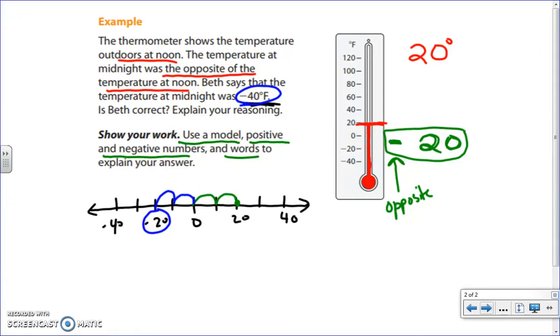So make sure we're answering both parts of the questions. Is she correct? Nope, she is not correct. And then explain your reasoning, and I believe that's already on your paper as well. It was 20 degrees, not negative 20, not negative 40. I do want you to take a look at all the distances when we're talking about how far something is away from 0. Negative 20 is not negative 20 away from 0. Negative 20 is still just 20 units away from 0.